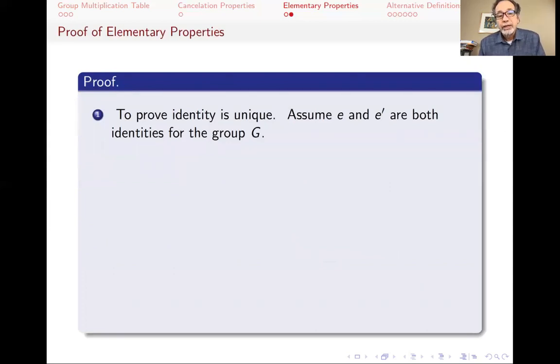We assume that we have two identities. They walked into this group and we asked, who's the identity? Both E and E prime got up and said, I'm the identity. And we want to settle that dispute. Could they both be the identities for the group or not?